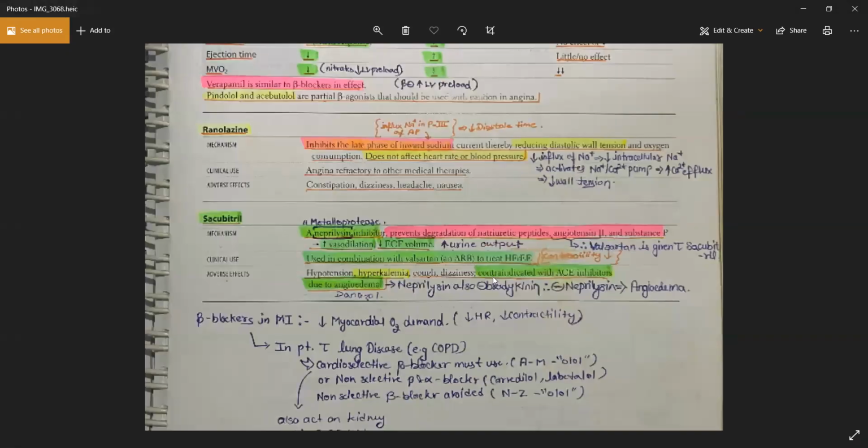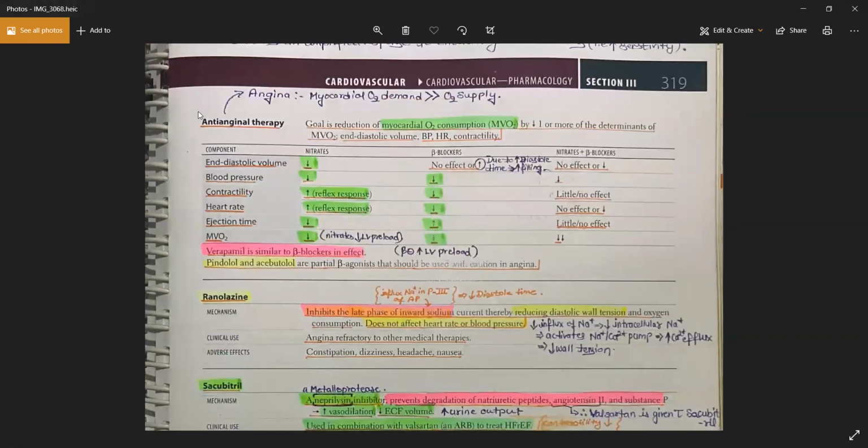Then comes anti-anginal therapy. For angina, the ultimate goal is to match the supply of oxygen with the demand for oxygen. This can be done by multiple drugs, and all of them either reduce the BP, heart rate, contractility, or preload, ultimately reducing the oxygen demand of the myocardium. The main drugs used for anti-anginal therapy are nitrates and beta blockers.